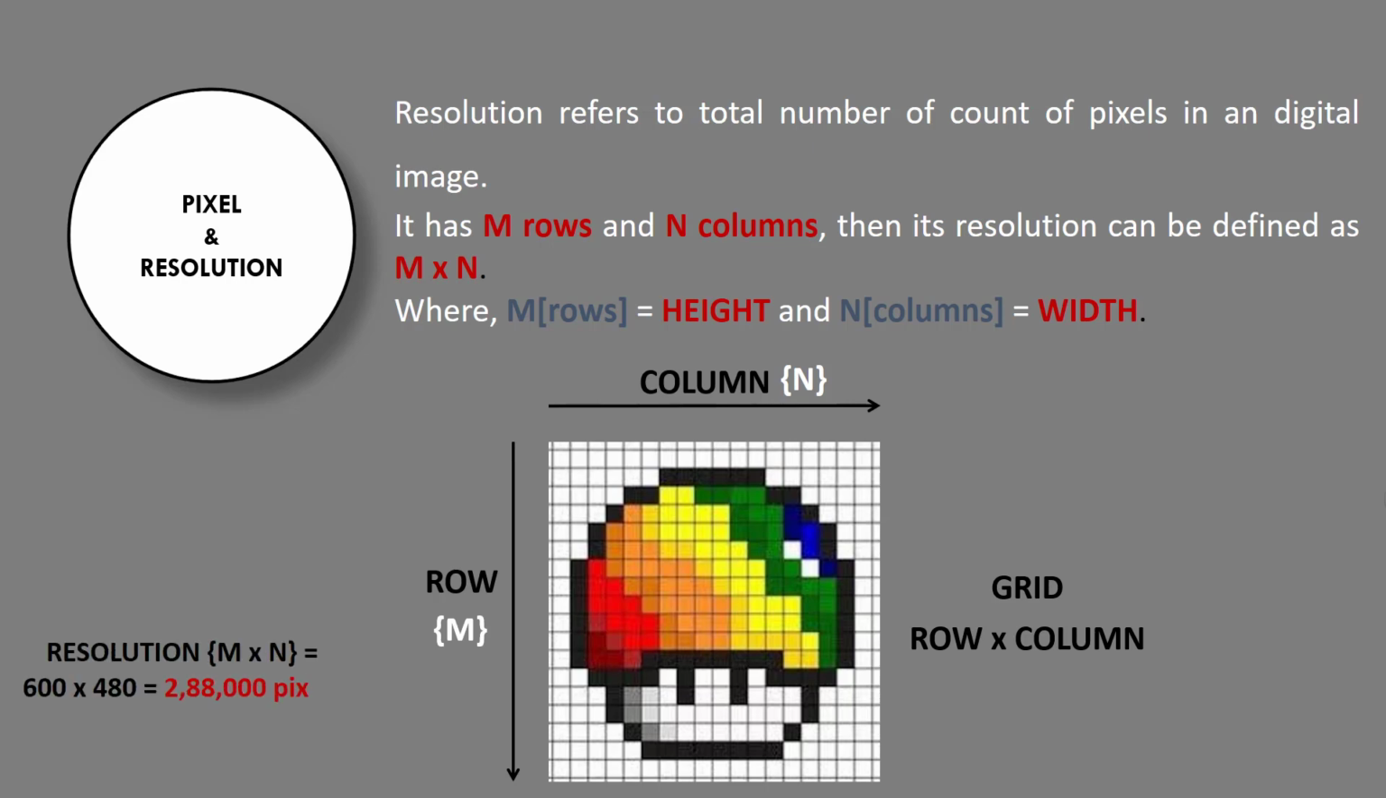If I am going to count the resolution of a computer, and if the resolution is 600 into 480, that is, 600 is its height and 480 is its width, then we are going to get 2,88,000 pixels. Wow, it is a large count.